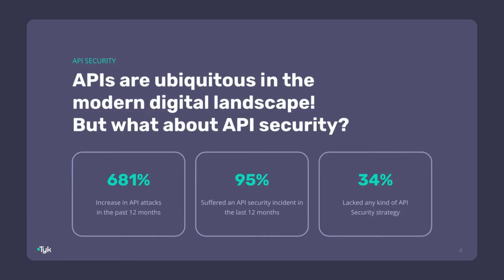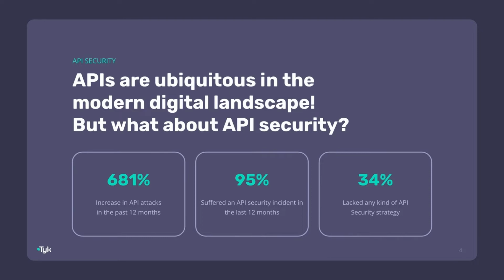So while APIs are ubiquitous, what about API security? Here are some statistics that I've managed to gather, and I have the resources available at the end of the presentation as well for you to have a look at yourself. There is a 681% increase in API attacks in the past 12 months. Just for that to sink in, 681%, that is a huge number.